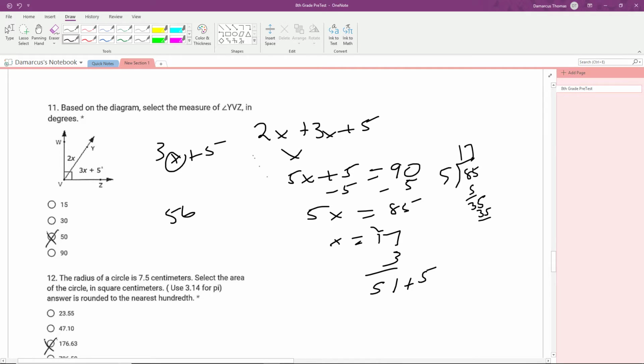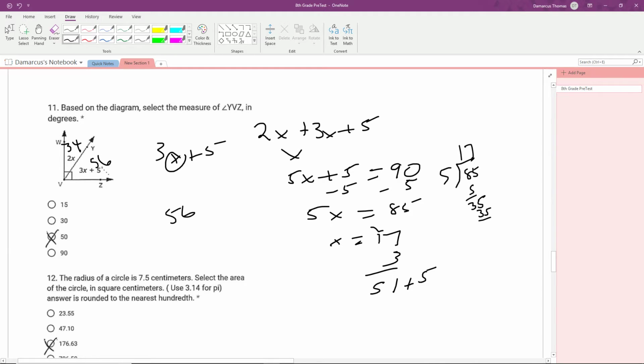X is 17. But when we go back in here, we say, well, if x is 17, then we know WVY would be 34. And that would make 56.